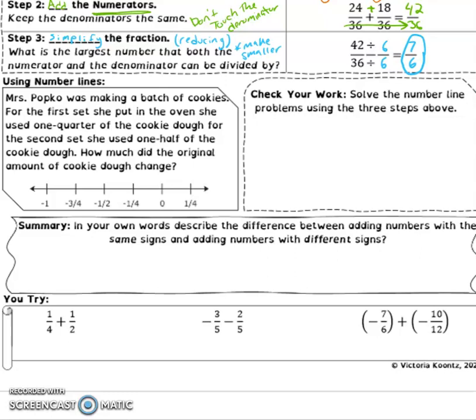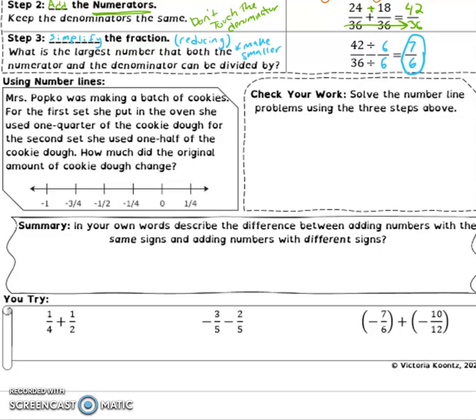Mrs. Popko was making a batch of cookies. For the first set she put in the oven, she used 1/4 of the cookie dough. For the second set, she used 1/2 of the cookie dough. How much of the original cookie dough changed? So she's making cookies. Okay, great. Let's look at some important information.